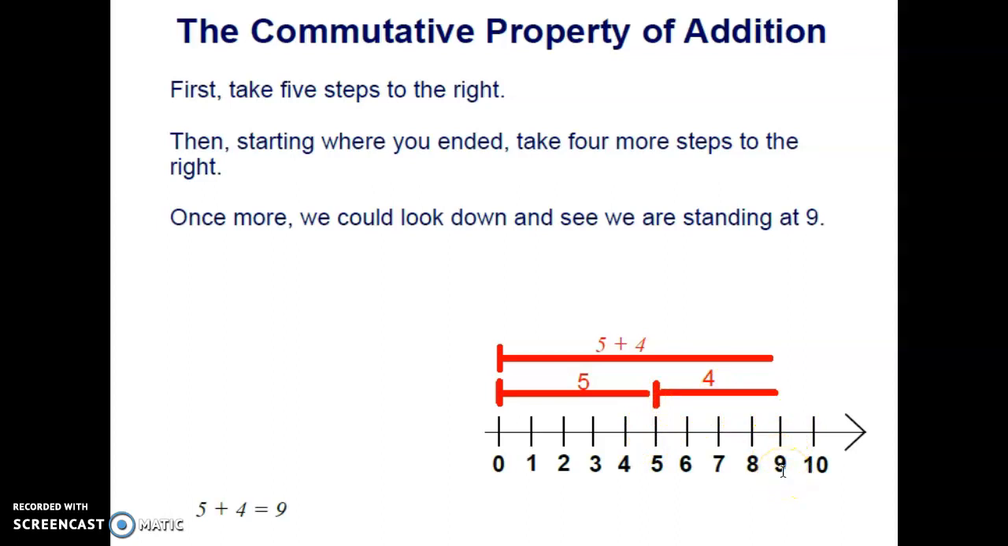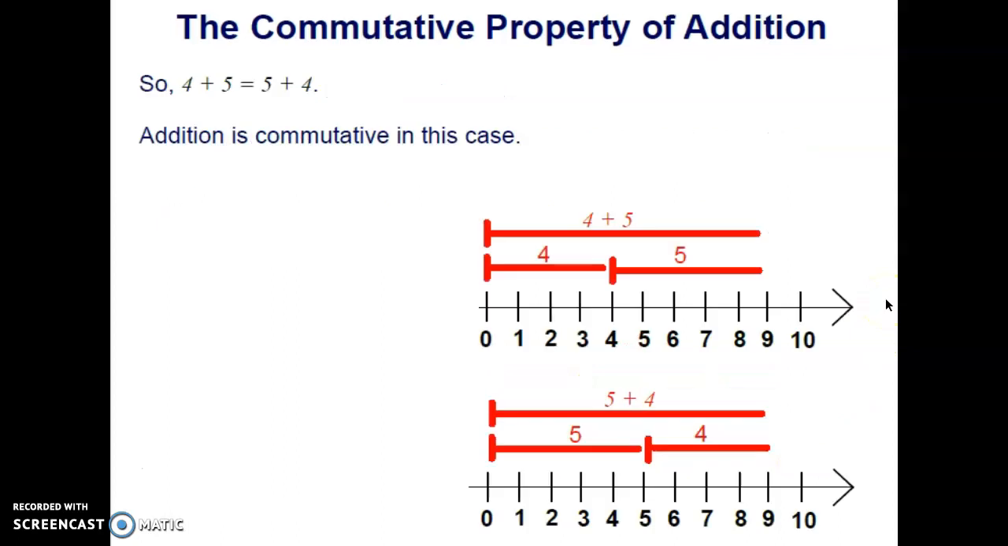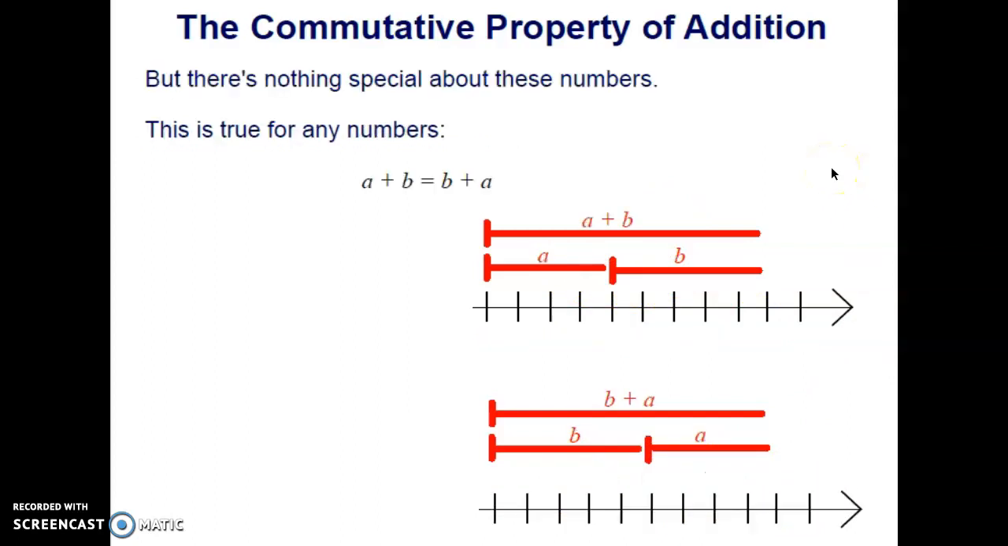This is the commutative property of addition. You can take any number, and as long as there's a plus sign, you can move them to either side. Addition is commutative in this case. Again, 4 plus 5 gave us 9, and 5 plus 4 also gave us 9. But there's nothing special about these numbers. This is true for any number, okay? So any number you say, 7 plus 9, 9 plus 7, it doesn't matter. They still have the same commutative property of addition.